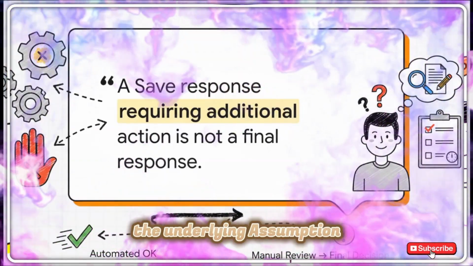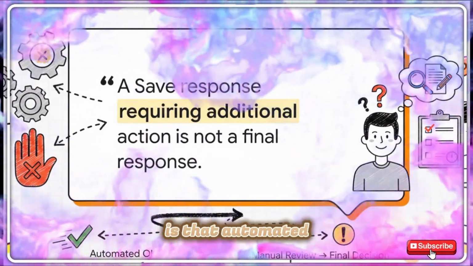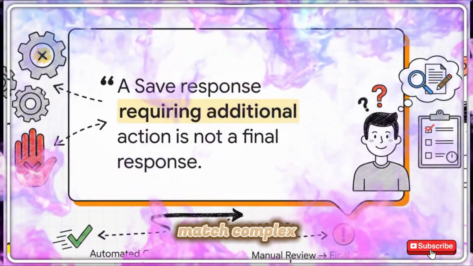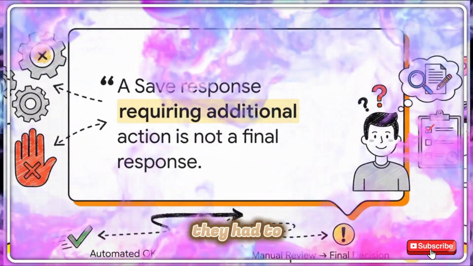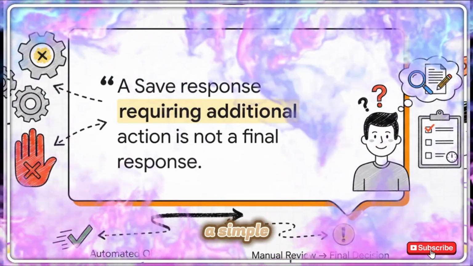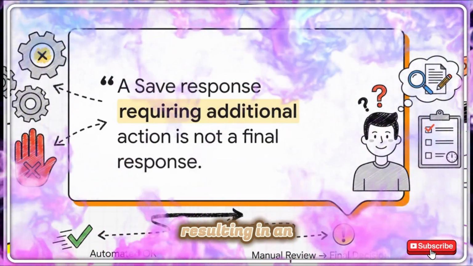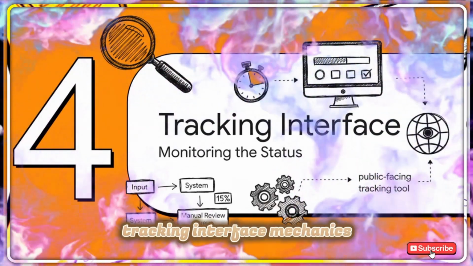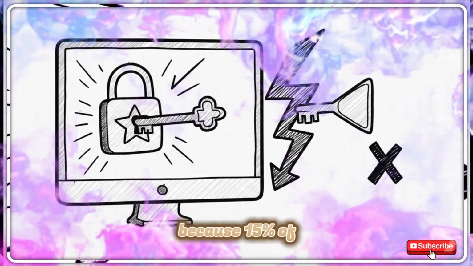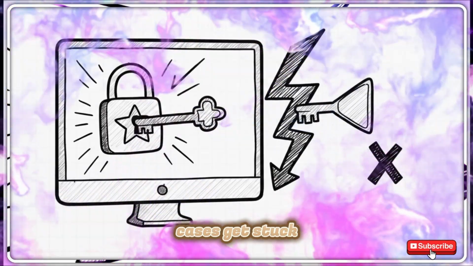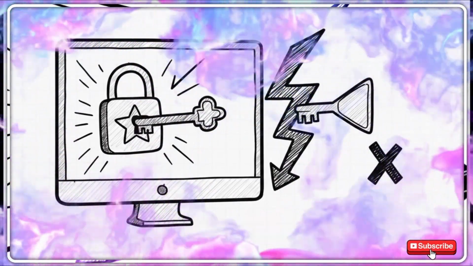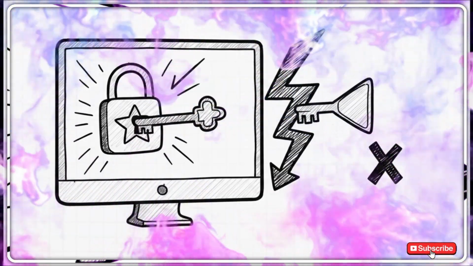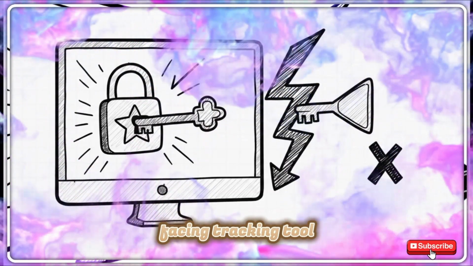The underlying assumption baked into the architecture here is that automated systems will inevitably fail to seamlessly match complex human data sometimes. So they had to build in a fail-safe that prevents a simple automated glitch from resulting in an automatic denial. All right, let's look at Section 4, Tracking Interface Mechanics. Because 15% of cases get stuck in that manual review queue, there obviously has to be a way to monitor the bottleneck. Enter the public-facing tracking tool.